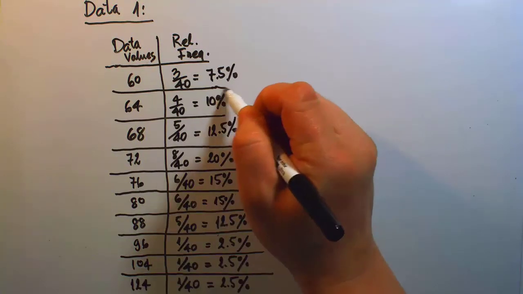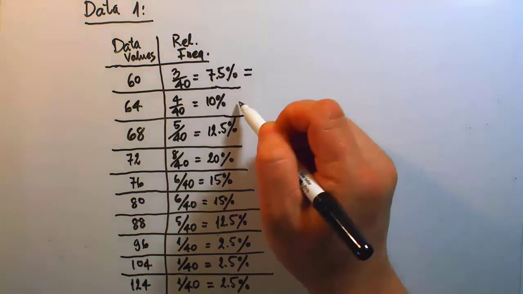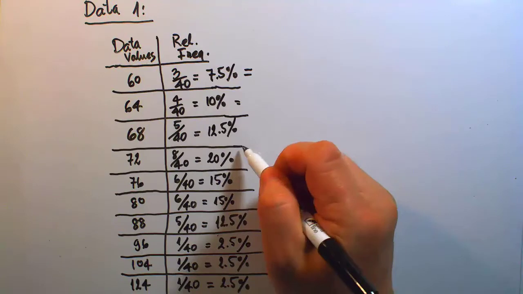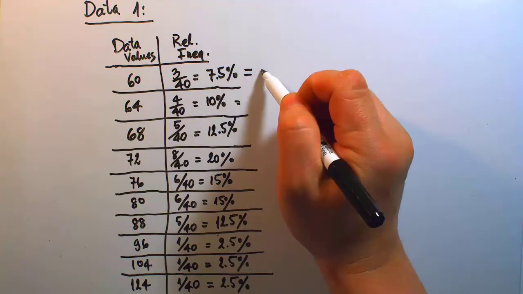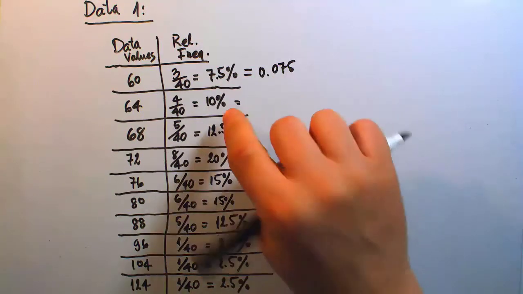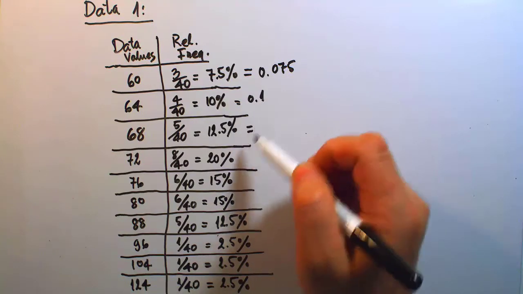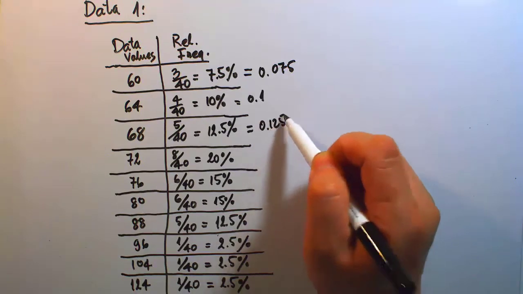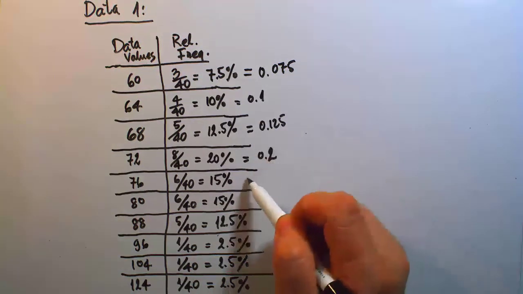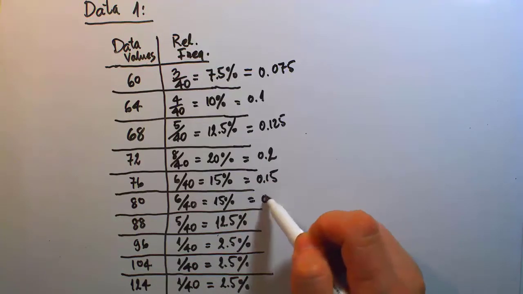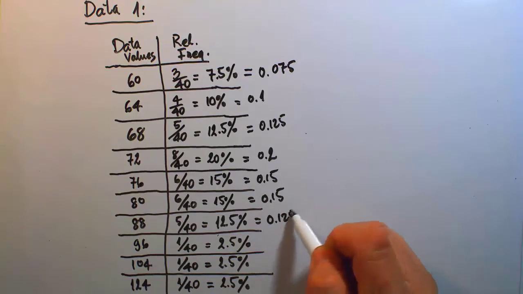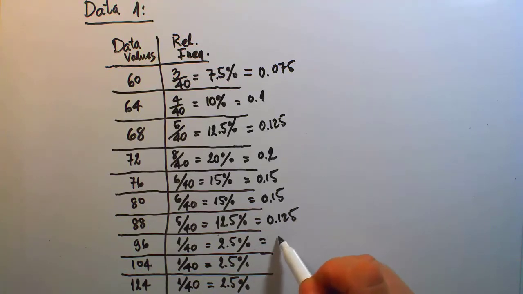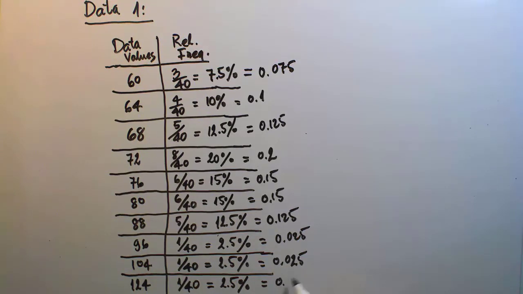The only next requirement, for the long journey ahead of us, is that each of these percentages be put into decimal. So 7.5% is the same as 0.075, 10% is the same as 0.1, this is 0.125 in decimal, 20% is the same as 0.2, 15% is the same as 0.15, this is another 0.15, and so on. Here we're looking at 0.125, and here 0.025, 0.025, and 0.025.